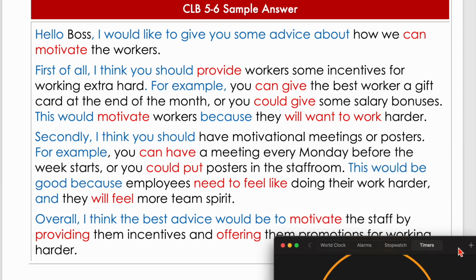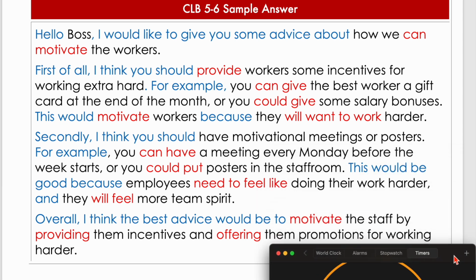Hello, boss. I would like to give you some advice about how we can motivate the workers. First of all, I think you should provide workers some incentives for working extra hard. For example, you can give the best worker a gift card at the end of the month. Or you could give some salary bonuses. This would motivate workers because they will want to work harder.